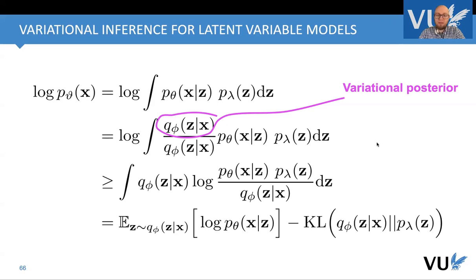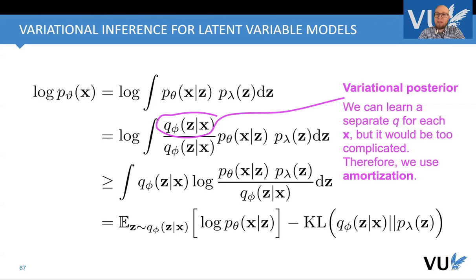What can we do next? A side note: we can also learn a separate q for each x, but it would be too complicated, and we use something that is called amortization. So what does it mean? It means that we have one single model, for instance, one single neural network for all possible x's, and then instead of having one distribution q of z for one single x, we just use one model for all possible x's, okay?